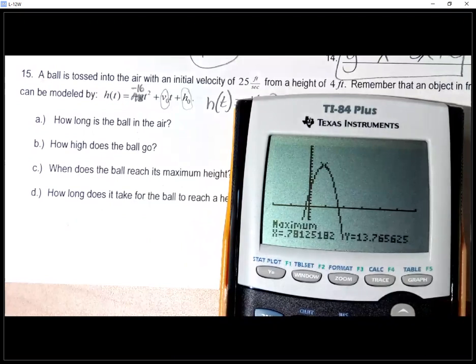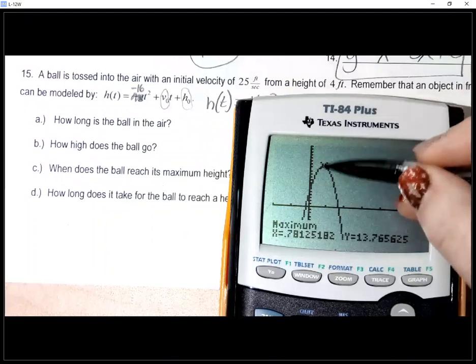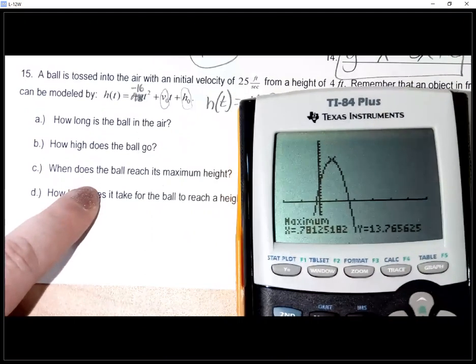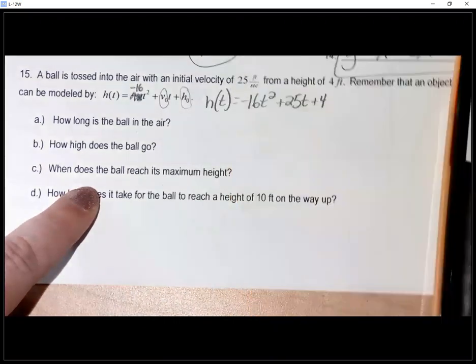Well, it's one of the four. Lock your answer in, Patrick. It's C. The x coordinate of the vertex is the time it took to get to that maximum height. That's what C is asking. When does the ball reach its maximum height? After 0.78 seconds.